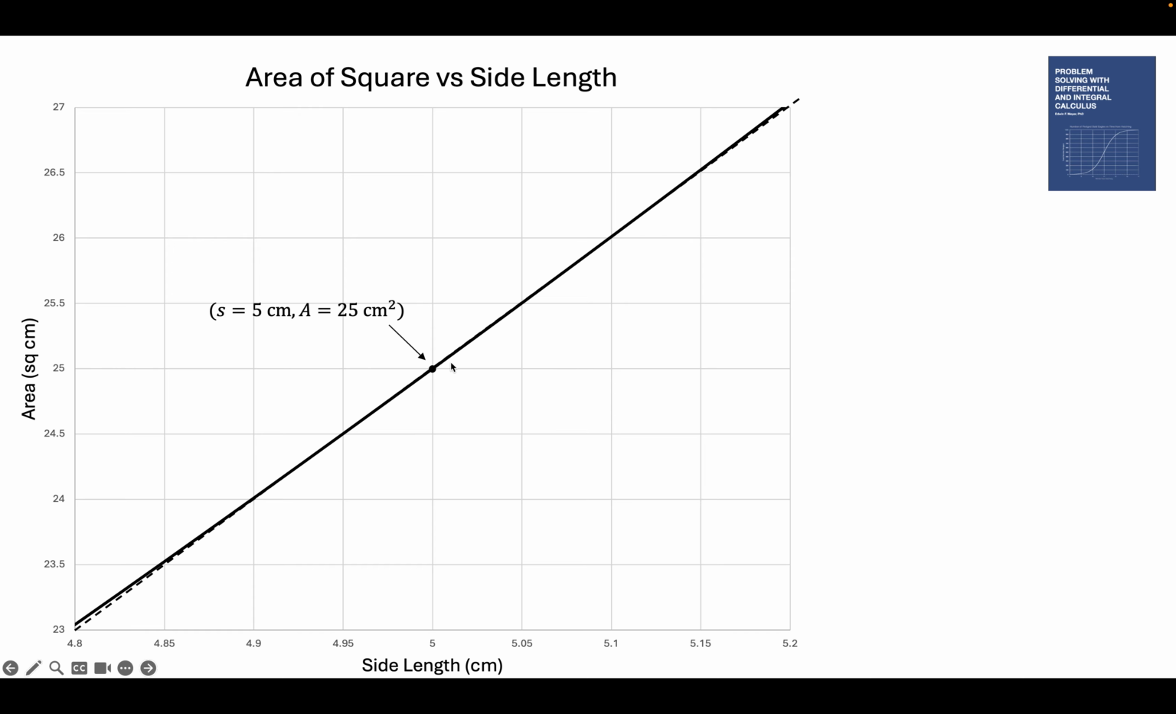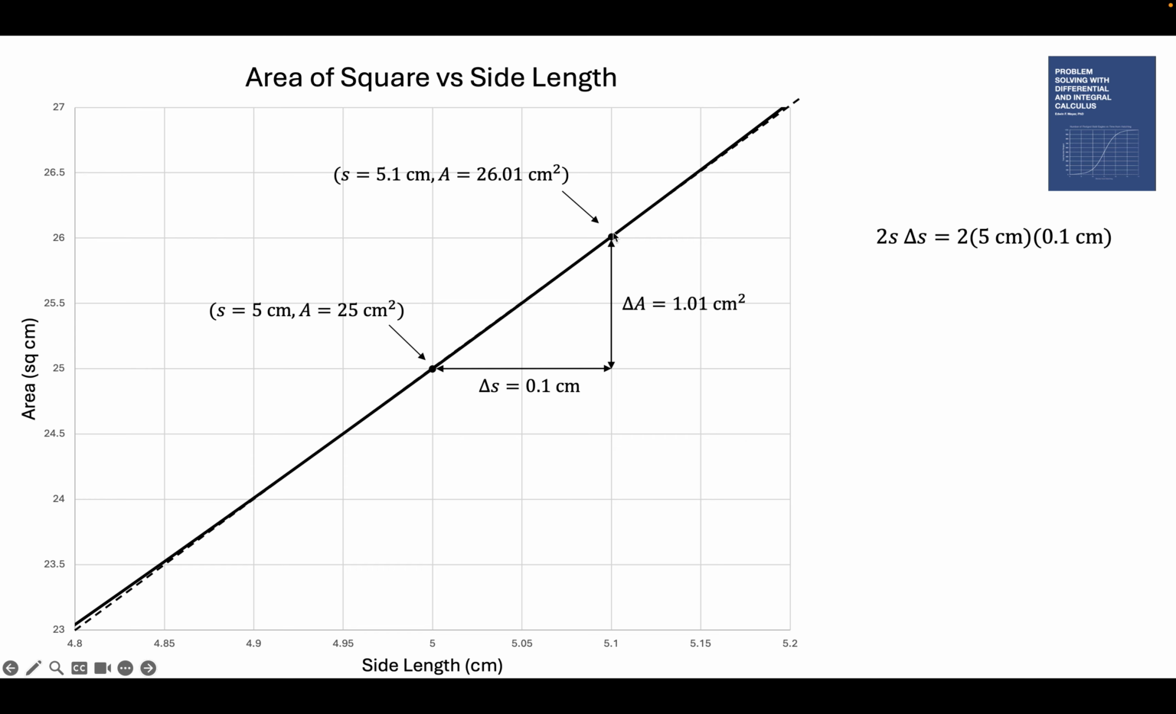Now, instead of going from 5 to 8, 8's not even on this graph. Let's go from 5 to 5.1. So our delta S, difference in side length, is 0.1. And we can calculate the change in the area. We got 26.01 and 25. That's 1.01. The contribution here is almost all from the linear term. You can't even see the nonlinear term contribution.